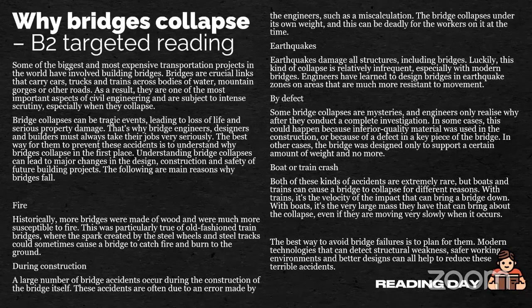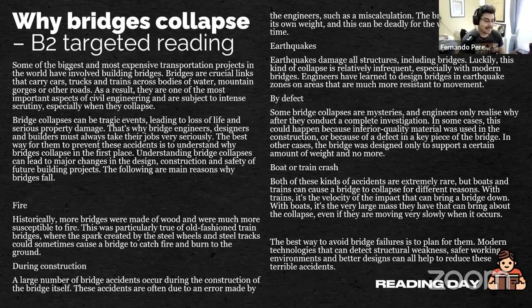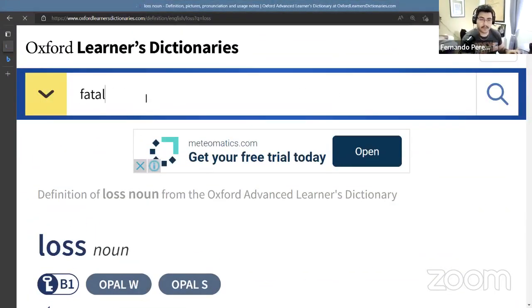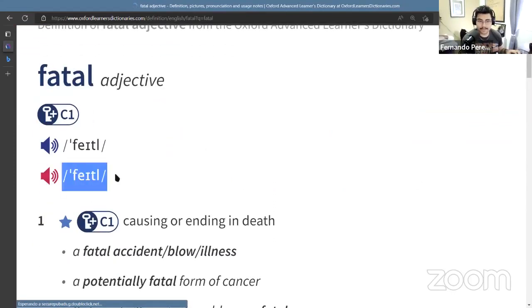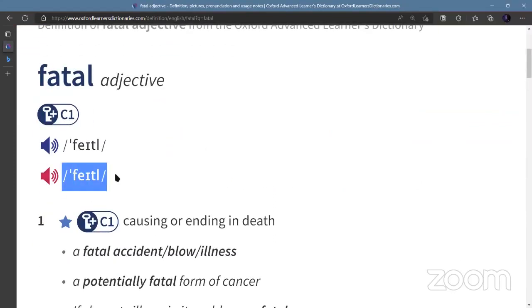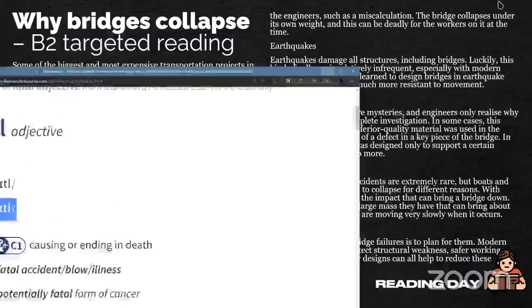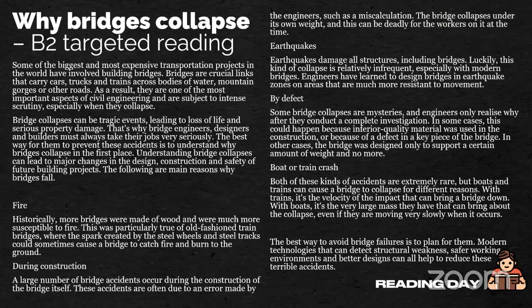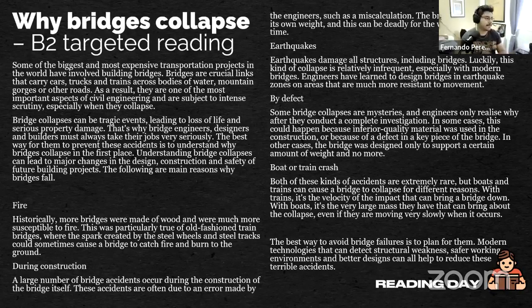Fatal, cruel. Very nice pronunciation. Fatal. Excellent. Fatal. Complete. If the bridge collapses under its own weight, it can be fatal for the workers. Very good, brother. Very, very good. Excellent job. That's paraphrasing. Let's go to the next one.